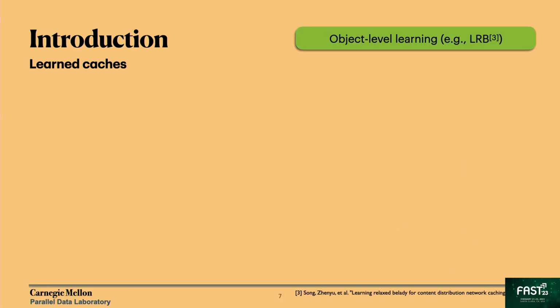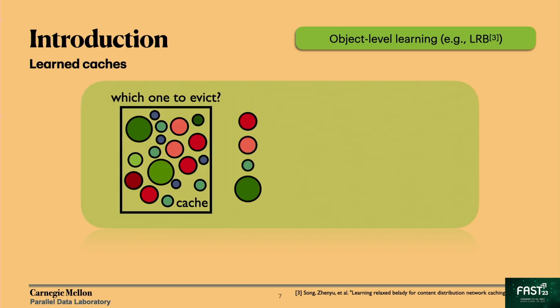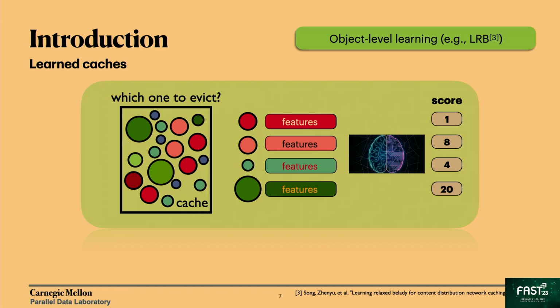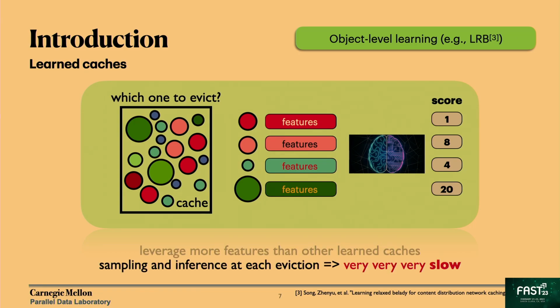The third type of learned cache is called object-level learning. An example system is LLB, which is learning relaxed Belady. LLB tracks features for each object in the cache. Then it trains a machine learning model to predict the usefulness of each object, then picks the least useful object to evict. Compared to other learned caches, object-level learning can leverage more features. For example, LLB uses over 40 features. However, it requires sampling and inference at each eviction, which significantly reduces its throughput. In our experience, LLB can be more than 100 times slower than, say, LRU cache.